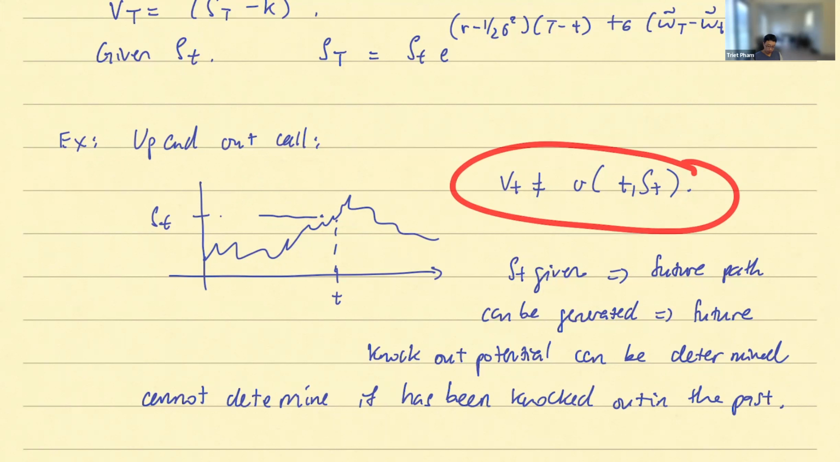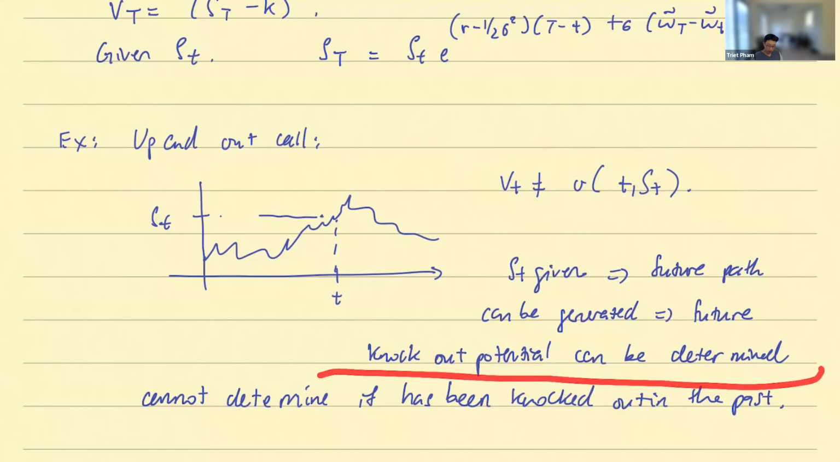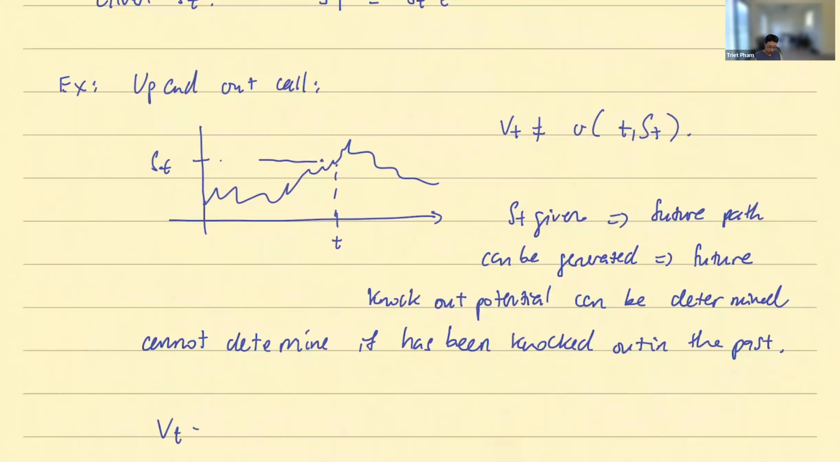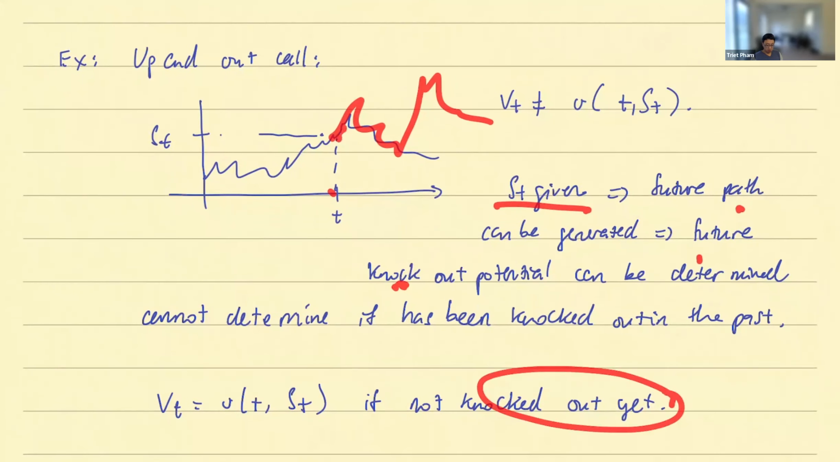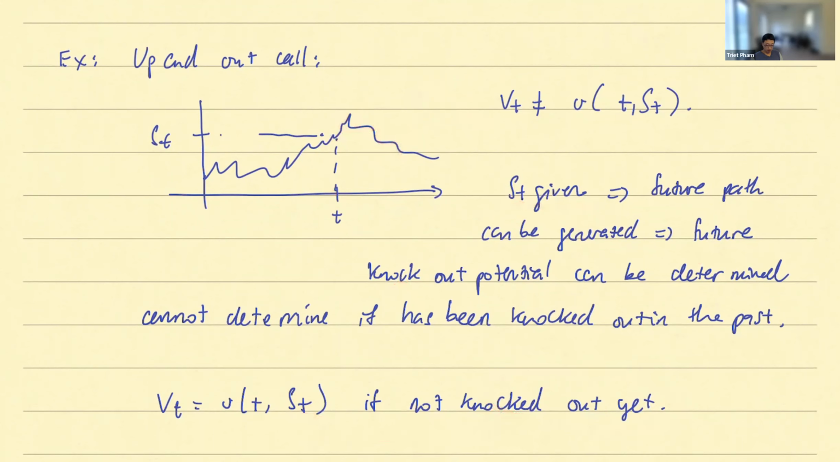However, because of this analysis, VT is actually equal to v(T, ST) on the condition that it's not knocked out yet. So it's kind of simple. If it's not knocked out yet, then all you need is the current stock price to determine all the future behavior, including whether or not it will be knocked out. Therefore, if it's not knocked out yet, you're good. But this information also needs to be included in the determination of the option bound.